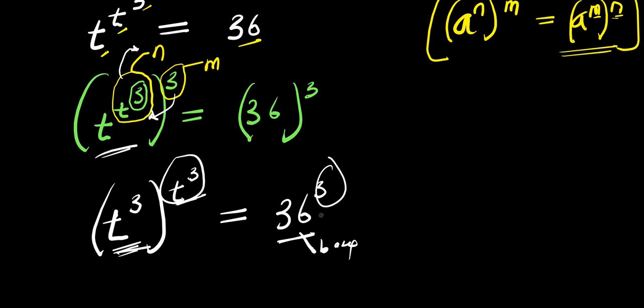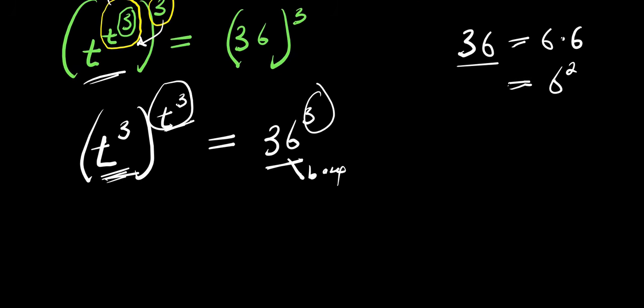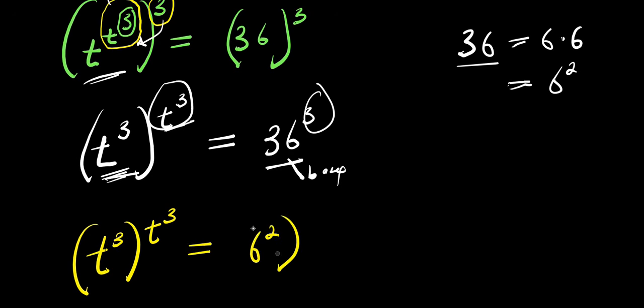So for us to make sure the base and the exponent are the same, we need to express this 36, which is a perfect square, as the product of 6 and 6. So from here, this is 6^2. So 36 is 6^2. So from here, you will simply have t^3 raised to the power of t^3, and this equals 36, which is simply 6^2 raised to the power of 3.